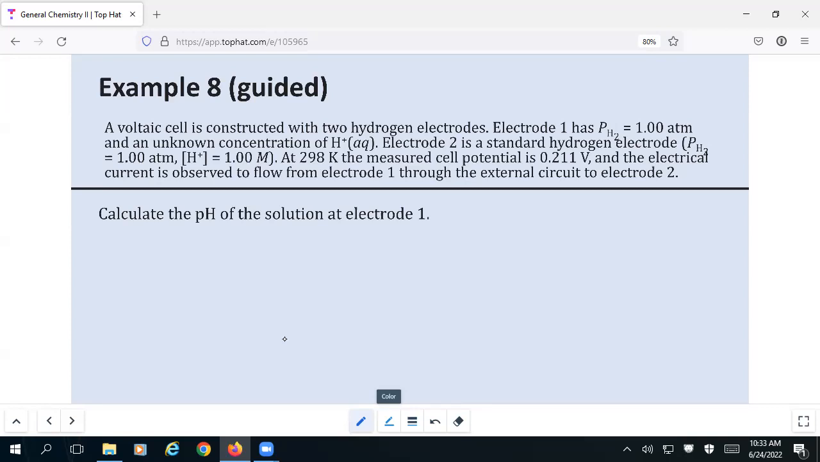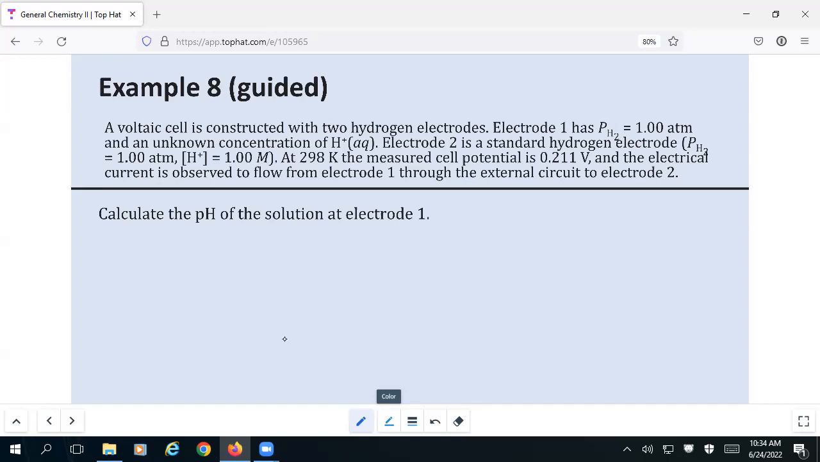So let's look at an example here. We have a voltaic cell made with 2 hydrogen electrodes. Electrode 1 has the pressure of hydrogen at 1 atmosphere, unknown concentration of hydrogen ion. Electrode 2 is the standard hydrogen electrode with a 1 molar solution of hydrogen ion and a 1 atmosphere pressure. At 298 Kelvin, the measured potential is 0.211 volts.